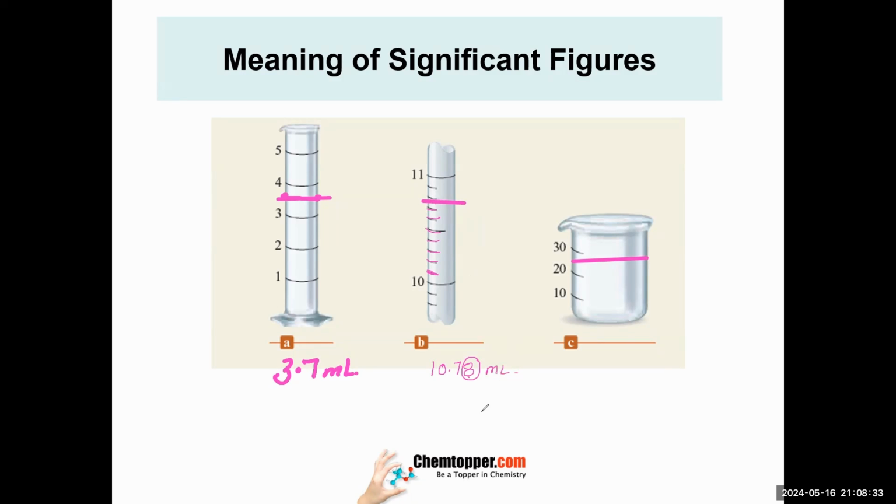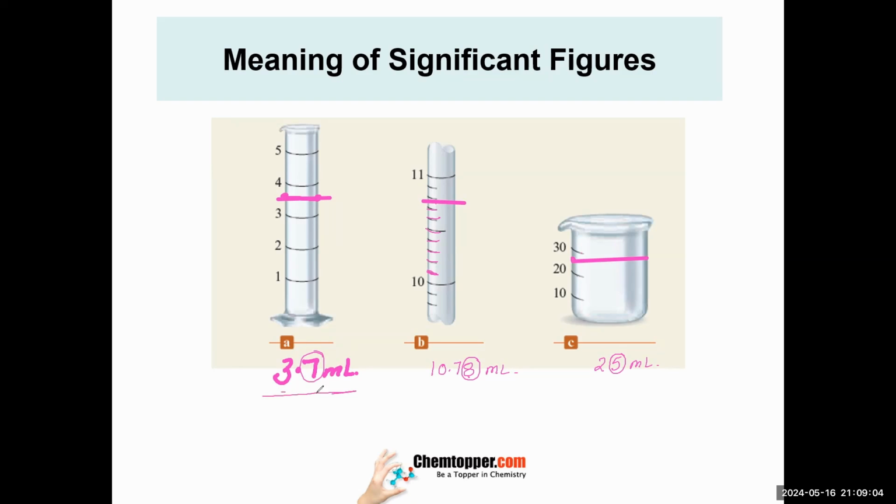Milliliter, that's the volume. Check this one, 20 and 30. It's here, somewhere here in the center. So I can say 25. And which digit is uncertain here? 5. This is uncertain. In 3.7, 0.7 is uncertain. If still not clear, please check the first video on the uncertainty.